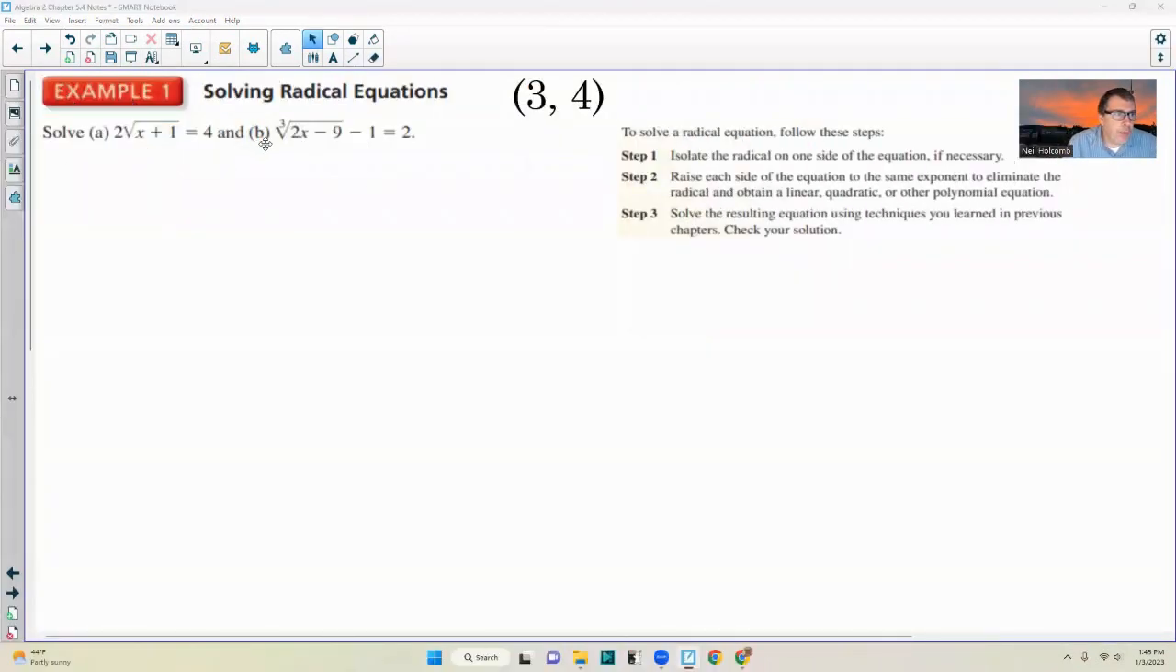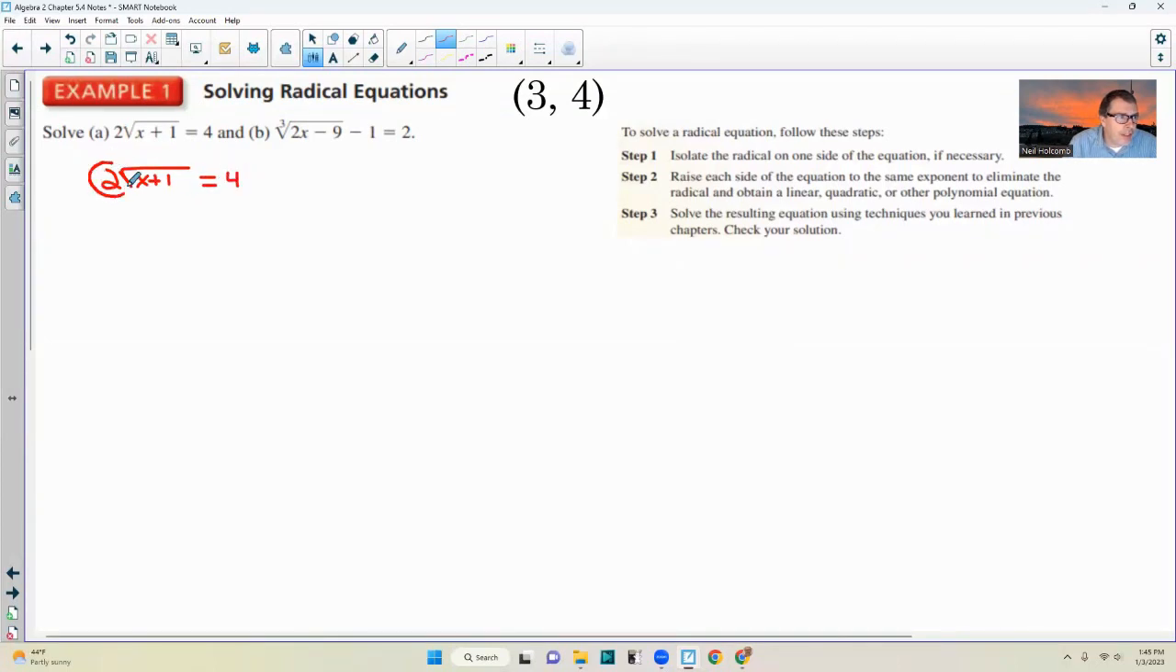Okay, so here's example 1. They gave us 2 problems to solve. And there's an x under this radical. There's an x under this radical. Notice the index is 2 here and 3 here. When there's no number, it's a 2. Okay, so step 1, isolate the radical on one side of the equation if necessary. So here is a. First thing I'm going to do is just rewrite this. 2 times the square root of x plus 1 equals 4.